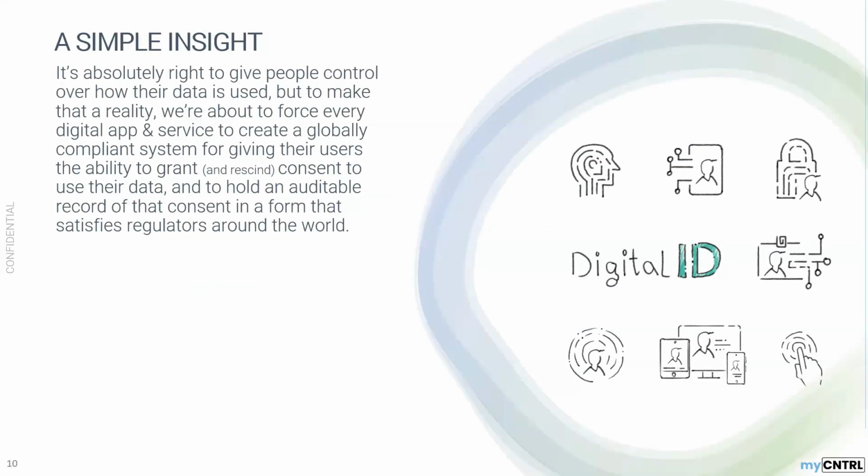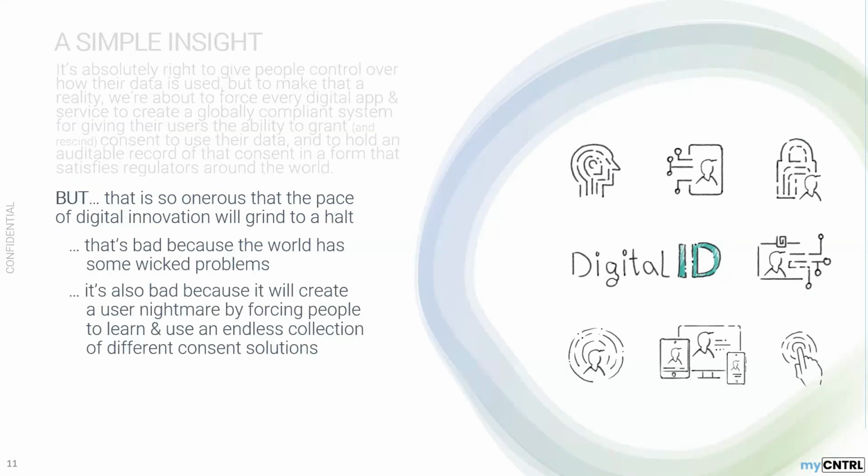And when you back up and look at this whole situation, what you realize is that, okay, it's right to give people absolute control over how their data is used, but that actually requires forcing every digital app and service on the planet to create a globally compliant system for giving their users the ability to grant or rescind consent and to hold an auditable record of that consent in a form that satisfies regulators all around the world. This is so onerous that it literally could grind the pace of innovation to a halt. And that's bad because the world has some wicked problems and we need innovation to solve them.